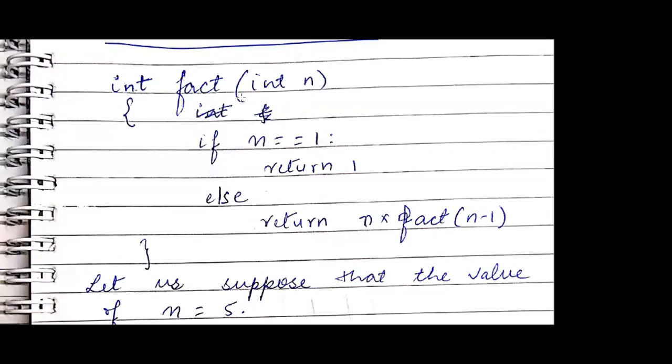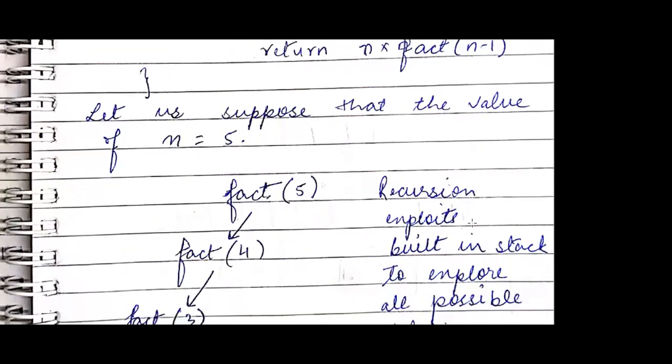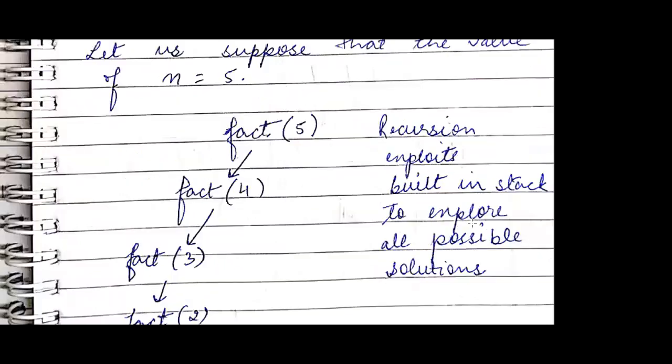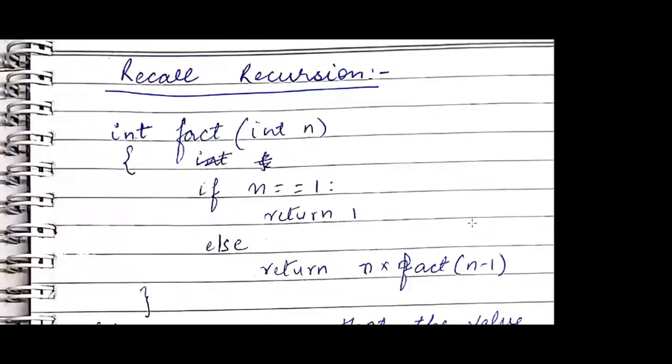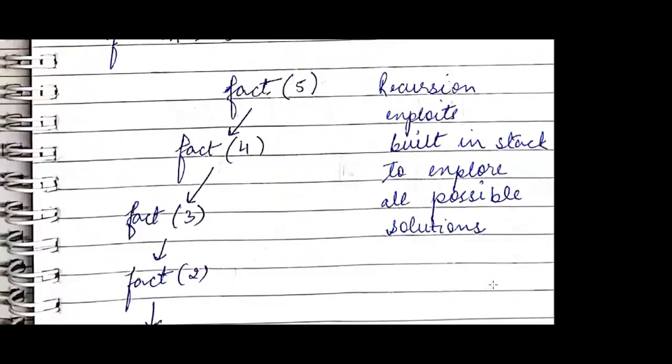In a factorial program using recursion, you have made a prototype function fact, then calculate the factorial using the recursive procedure n into fact of n minus 1. Suppose you have to calculate the factorial of 5, then it is calculated as 5 into 4 into 3 into 2 into 1, via this n into fact of n minus 1.